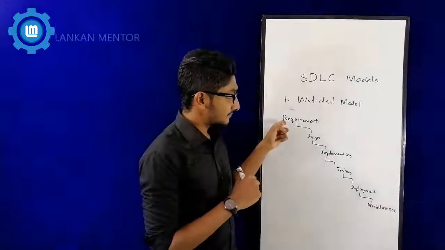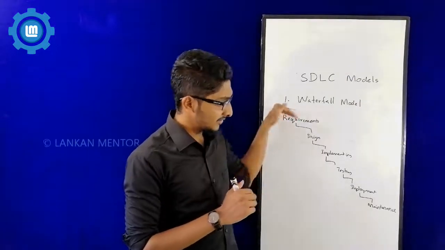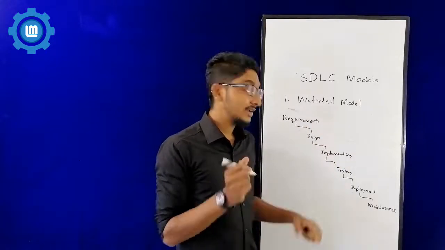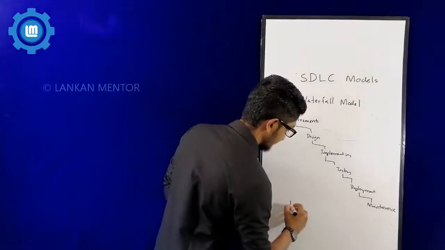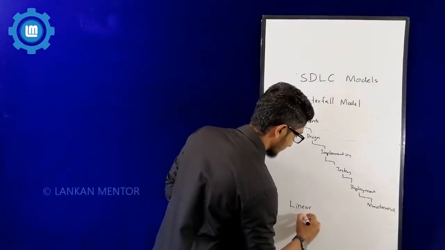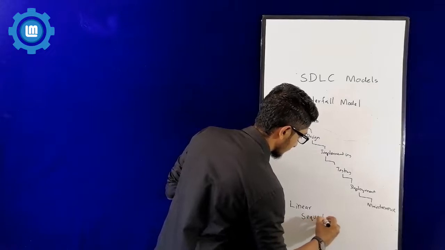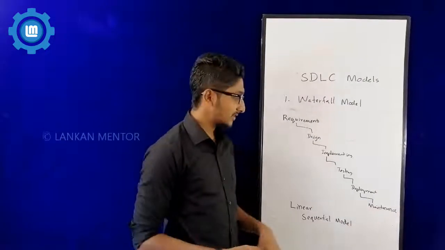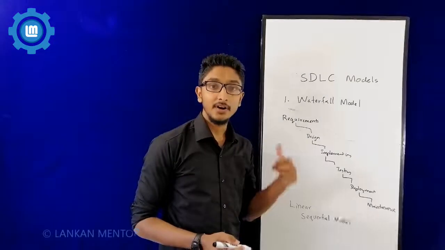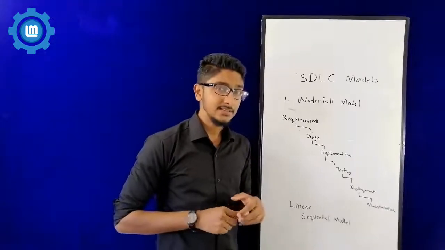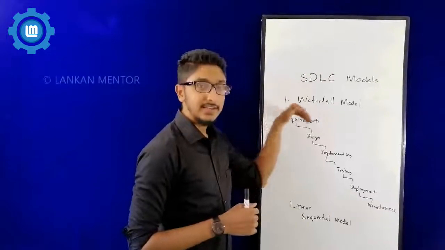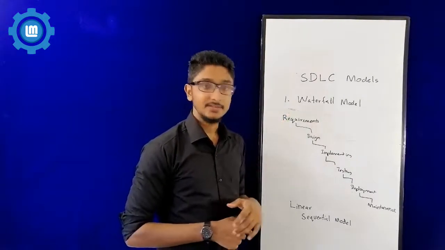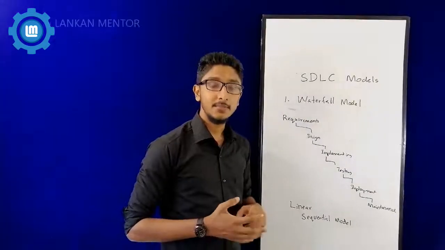Right? So, Waterfall model, as it goes one by one after the other, it is also called linear sequential model. Linear sequential model. This is another name for Waterfall model. Why is it called linear sequential? It goes in a sequence, linear, going down, right, in one line. So it is linear sequential model, right?